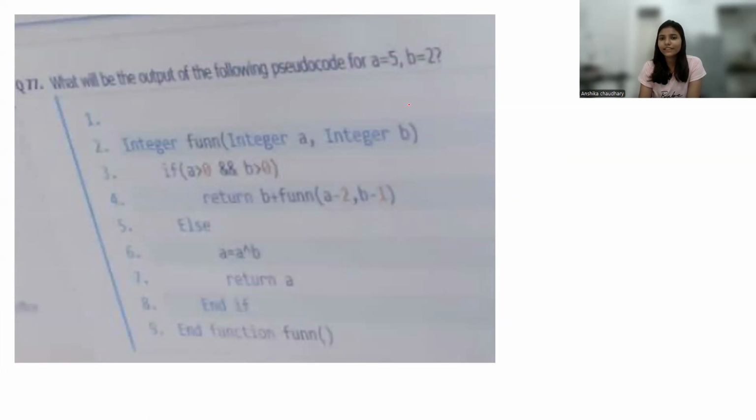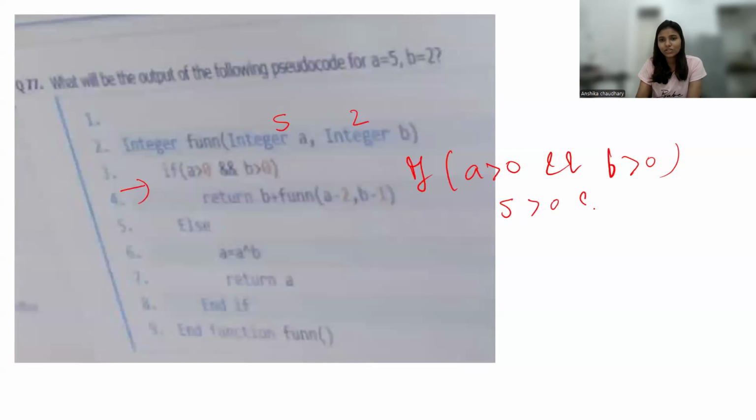The next question is A assigned 5 and B assigned 2, and there's a function. It will contain 5 initially, then it will contain 2 initially. Then there is an if condition: if A is greater than 0, logical AND B is greater than 0. So A is greater than 0, 5 is greater than 0, and 2 is greater than 0. Yes, it will give us 1, or true. So true and true will become true, so the if condition is going to be true. So we need to return b plus, and there is a function call.